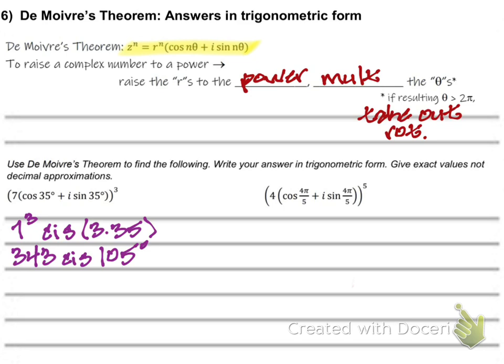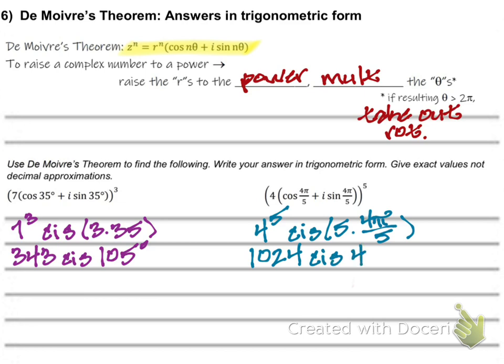If we have radians, same thing. 4 to the 5th, cis, 5 times 4 pi over 5. So 4 to the 5th is 1024. Cis 4 pi, right? Because my 5s will cancel.